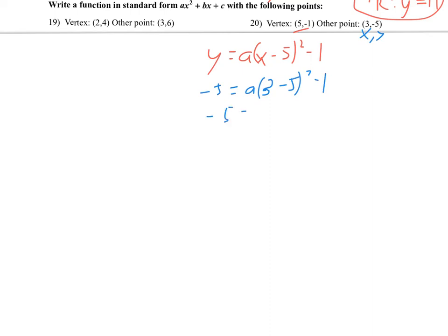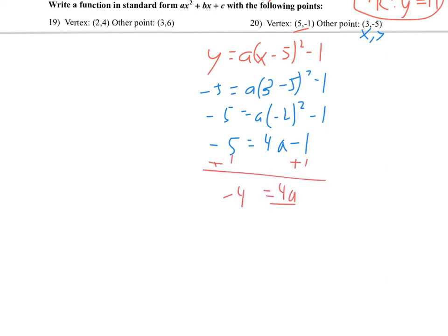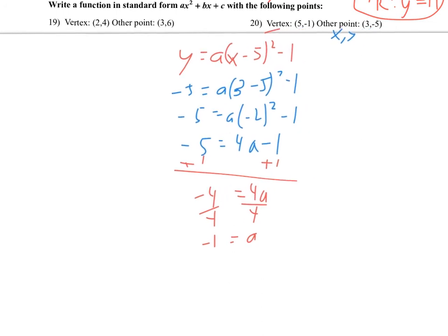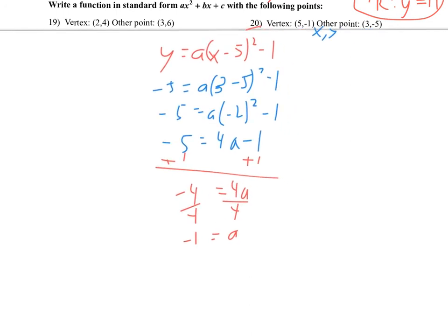So I'm going to do some PEMDAS here, so this will be negative 2 squared. And then this will turn into 4a minus 1, because negative 2 squared is 4. I'm going to add this 1 over, so I get 4a equals negative 4. I'm going to divide by 4, and a equals negative 1. So now I need to rewrite this first step, but now with my a plugged in. So it's going to be negative 1 times x minus 5 squared minus 1.